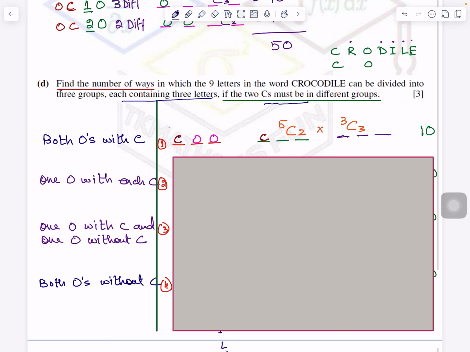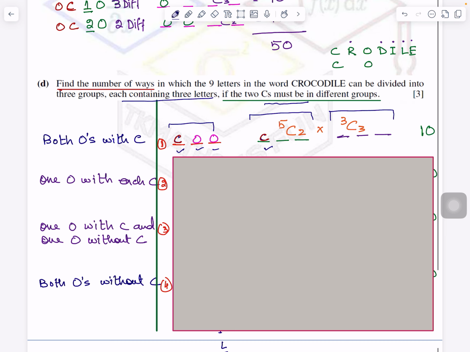If you see here, this is my group number 1, this is my group number 2, and this is my group number 3. Because the first condition was that the C's should be in different groups, I have put C in this group and in this group. This group has no C, the last one. So now what I am doing, I am putting both O's with one C. So this group is done.